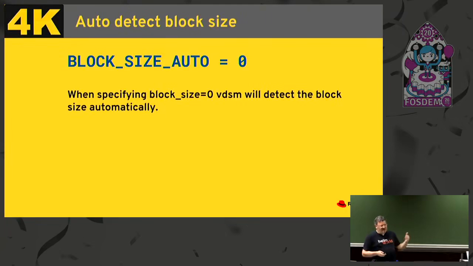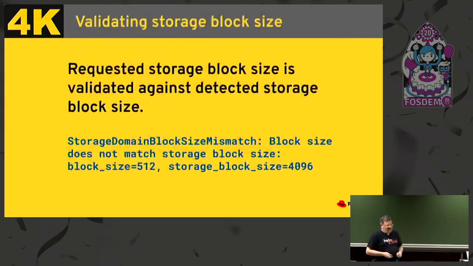And this is the way that we use currently. We support setting some block size, but engine will use 0 when it creates a storage domain. Now, if you request a different block size, we will validate the actual block size and make sure that it matches, because without it, storage operations will fail later. And if it fails, we have this new exception about storage domain block size mismatch.